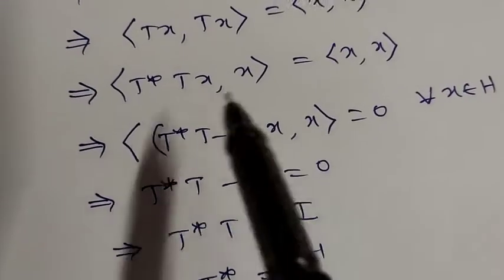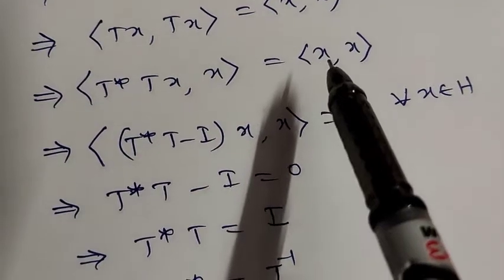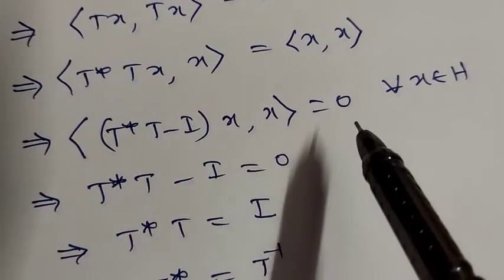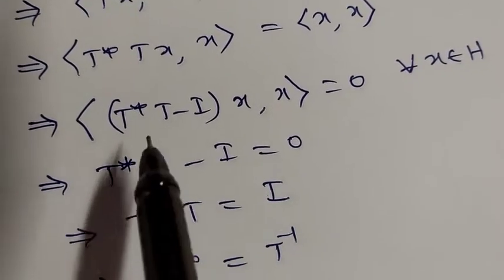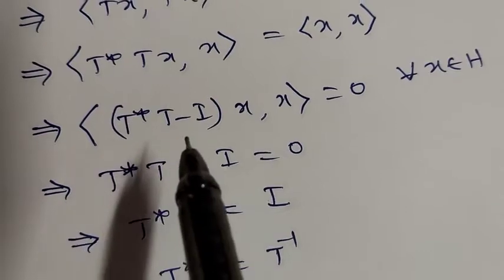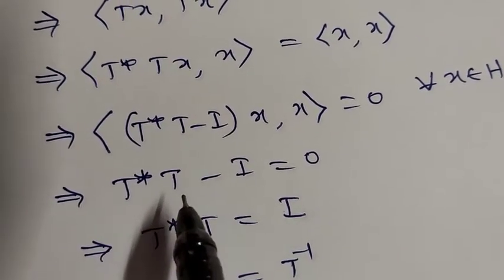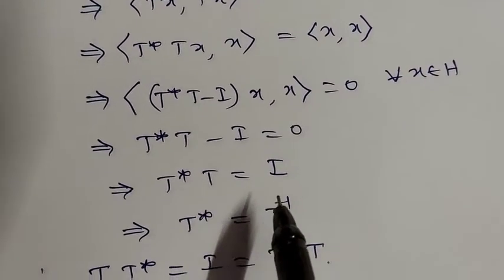Now this implies the inner product of (T star T minus I) x comma x is equal to 0. This holds for every x belongs to H. You know that if the inner product of T x comma x is 0 for all x, then T itself is 0. Accordingly, T star T minus I is equal to 0. This implies T star T is equal to I.